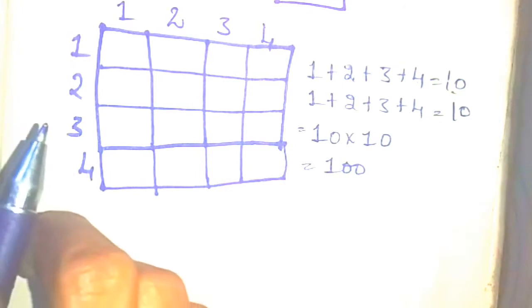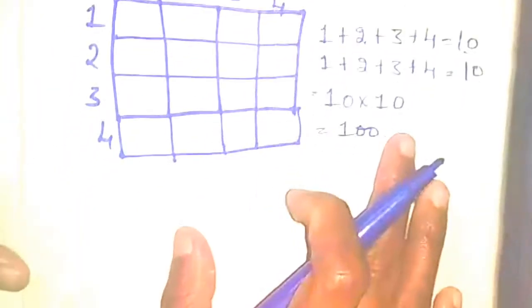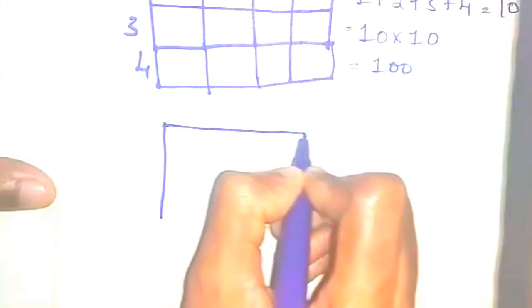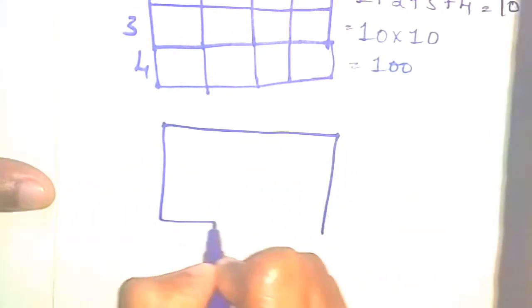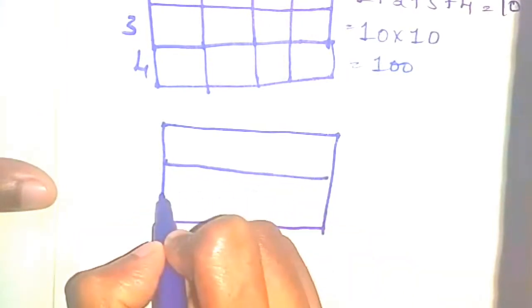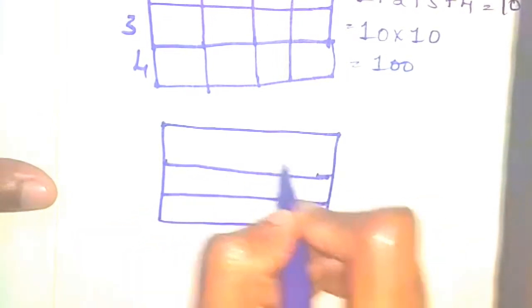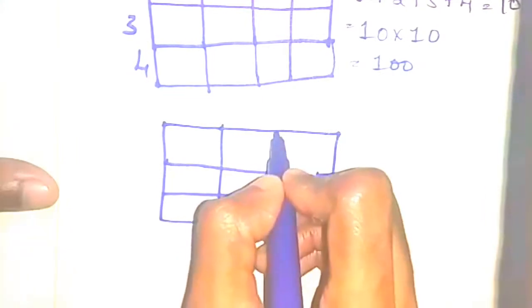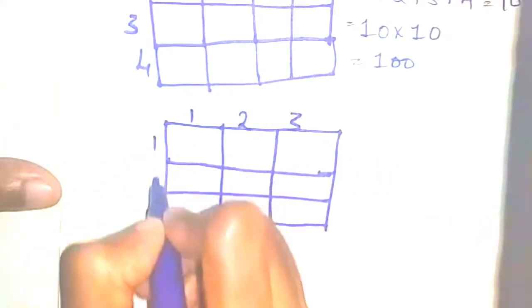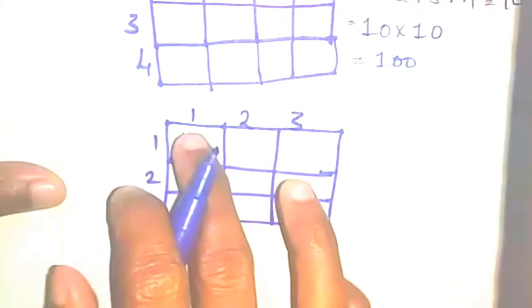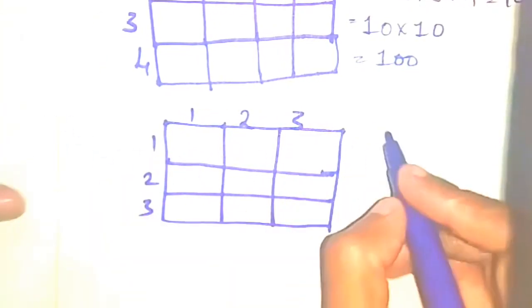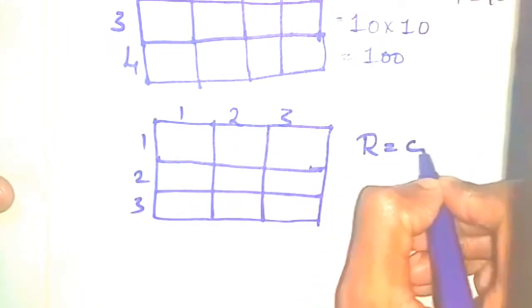For one more problem, I am explaining. Let us take one more example. This is a rectangle in which I am taking here 1, 2, 3, 1, 2, 3. These are the 3 columns and 3 rows, right? So rows equals columns.